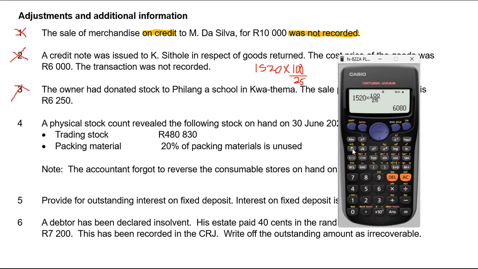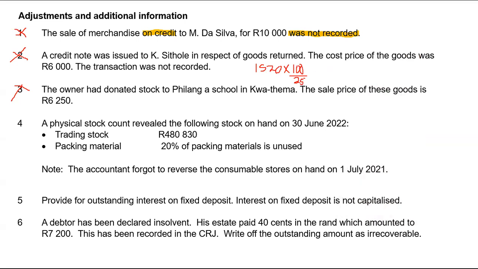But the donation was the gross profit. I gave them the gross profit here. I gave you the selling price. That's why we took the 6,250, we multiplied it by 100, and we divided it by 125. Okay. So they just twisted there and there, but you should be able to deal with it. Okay, let's go to adjustment 4.